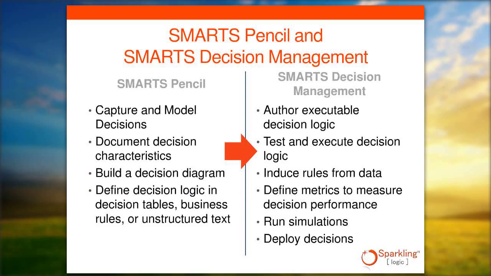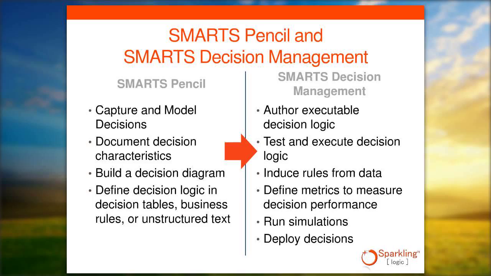So Smarts Pencil is just the first part of the story. In Pencil Decision Modeler, what you're going to do is capture and model your decisions and document the characteristics of your decisions. This includes things like how frequently the decision is made, who is the owner of the decision, what business processes the decision is associated with, and which tasks within those processes. How frequently it changes, how long you have to make the updates once it does change. So all these kinds of things you want to capture and document.